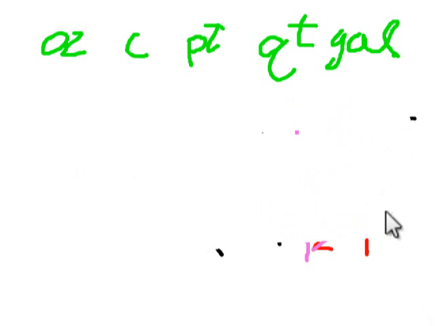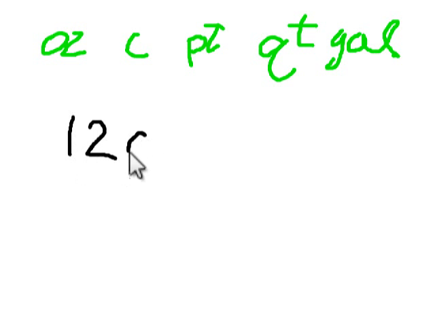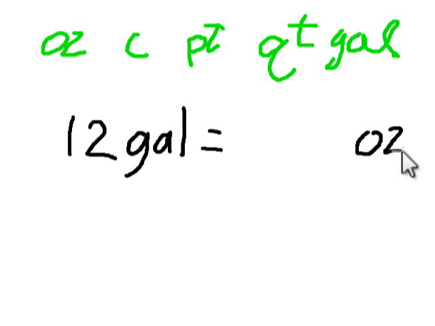And now we're going to do one that's a little bit more complicated. And you will be asked to do this in the practice as well as on your test. Okay, so let's say that we want to change, let's go with 12 gallons into cups. You know what, let's just go for it. Let's just change it all into ounces. Find out how many ounces there are in 12 gallons.